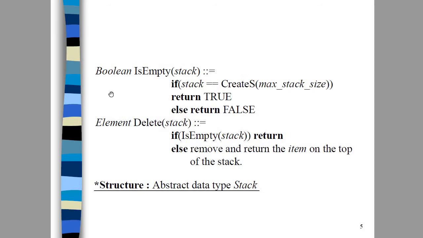So the next function is checking whether the stack is empty or not. For that we will pass the stack name. Initially, when the stack was created, it was empty, right? If it is equal to that same status, then we will identify that the stack is empty. It means if top is equal to -1, then we will identify the stack is empty, so we will return true, otherwise we will return false.